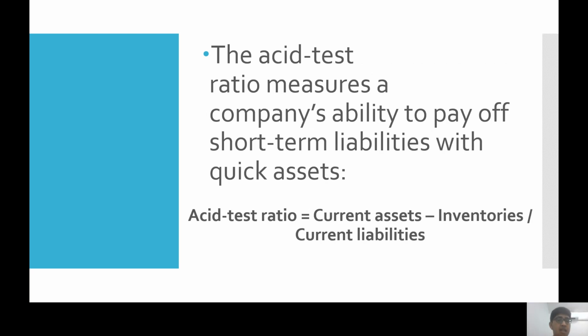Let's go now with acid test ratio. Sa acid test naman, acid test ratio measures a company's ability to pay off short-term liabilities with quick assets. Mabilisan na asset. So, of course, we can compute it by current assets, ima-minus natin si inventories because inventories can be a current asset but it is not considered as quick asset. It is not convertible to cash or cash equivalents in a short period of time kasi kailangan pa natin siya i-dispose.